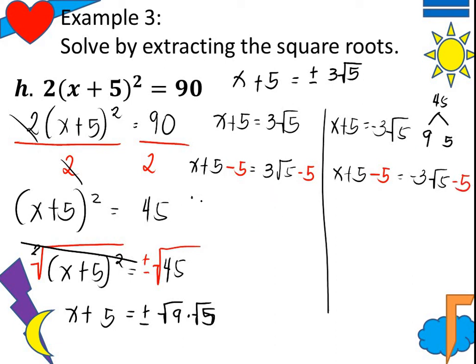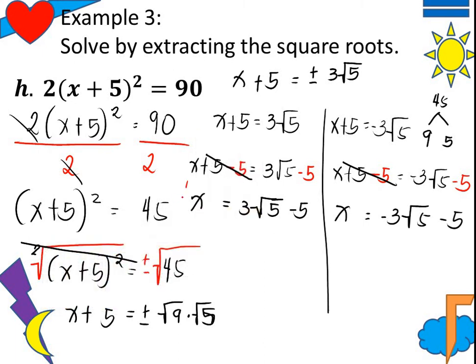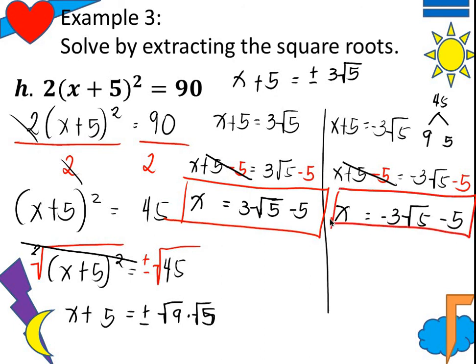Simplifying it further, we have your x, 5 minus 5 is equal to 0, is equal to 3 square root of 5 minus 5. And x, 5 minus 5 is equal to 0, is equal to negative 3 square root of 5 minus 5. So our final answer is x is equal to 3 square root of 5 minus 5. X is equal to negative 3 square root of 5 minus 5.